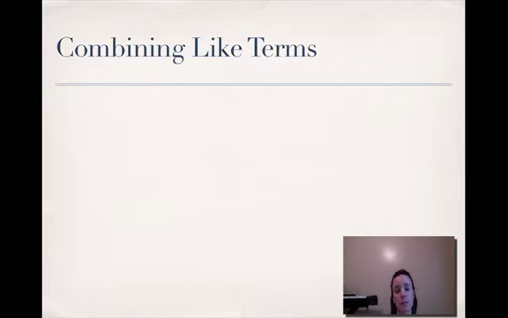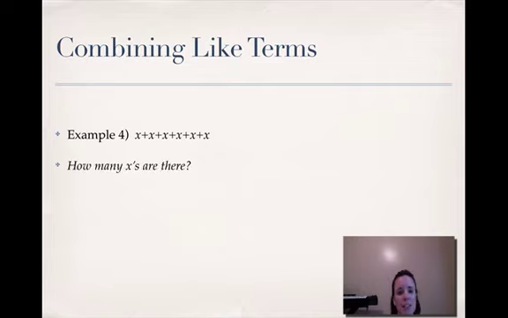Next, combining like terms. If we have an expression like this, example 4, x plus x plus x plus x plus x plus x, the question really is, how many x's are there? We want to combine those terms. So it turns out I have 6, so I'd write it as 6x. That's how we're going to combine our terms. We're just gathering them together.